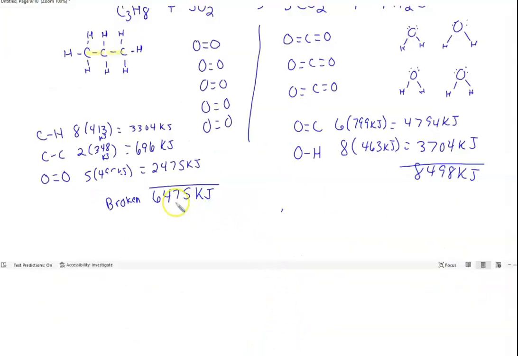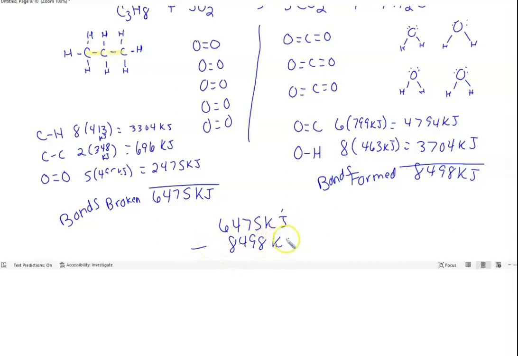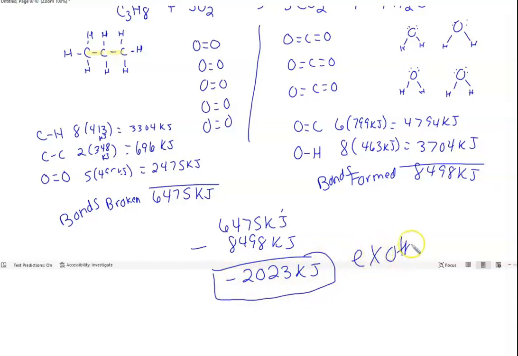So now these are formed. These are bonds formed. So it's the bonds broken minus the bonds formed. So we get 6475 kilojoules minus 8498 kilojoules. We would get a negative 2023. How coincidental is that? So this is an exothermic reaction.